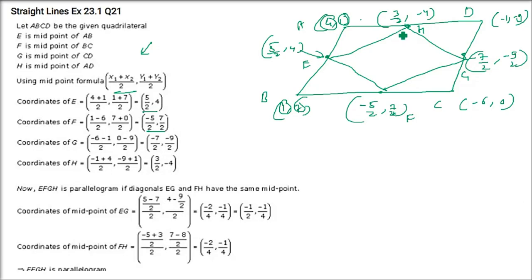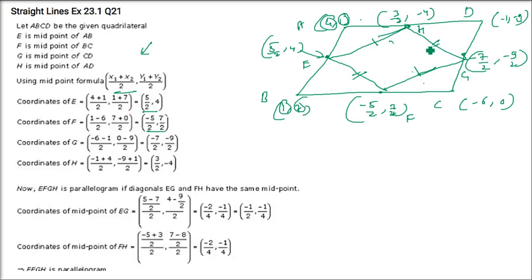Now there is another method. This is the one method. We have already seen this method, right? Now I have to tell you another method. First method: you find out all the slopes, and the opposite side slopes will be equal. That is, EF slope will be equal to HG and EH slope will be equal to FG. So the slopes will be equal. This is the first way of giving the solution.